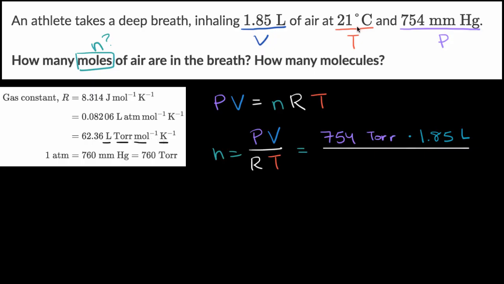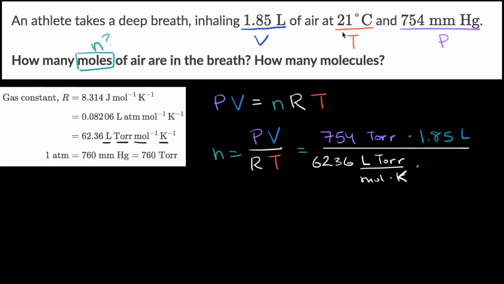I know what you're thinking: wait, the temperature is given in degrees Celsius. But it's easy to convert from degrees Celsius to Kelvin. You just add 273 to whatever you have in degrees Celsius, because none of these constants are given in degrees Celsius. So I will use this ideal gas constant, 62.36 liter torr per mole Kelvin. Mole to the negative 1 is just 1 over mole, and Kelvin to the negative 1 is just 1 over Kelvin. Then I'm going to multiply that times the temperature.